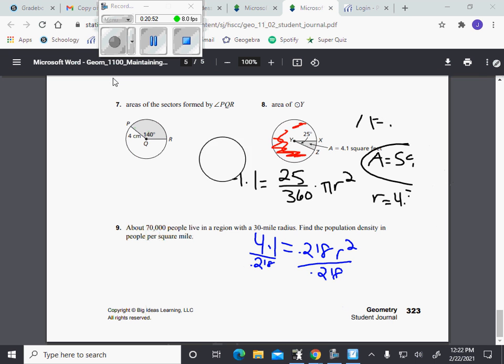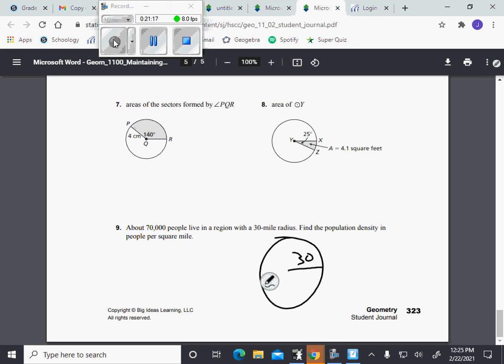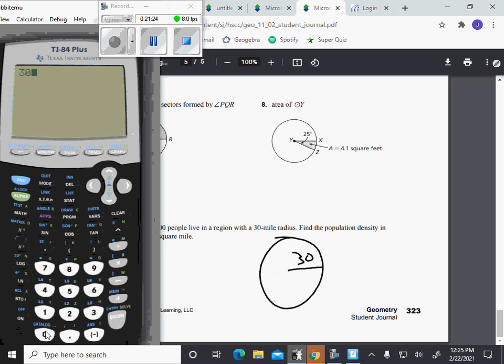All right. Next, about 70,000 people live in a region with a 30-mile radius. Find the population density of the people per square mile. So to find this, we have a radius of 30 miles. We want to find the area of that region. So take 30, square it, and then multiply it by pi.